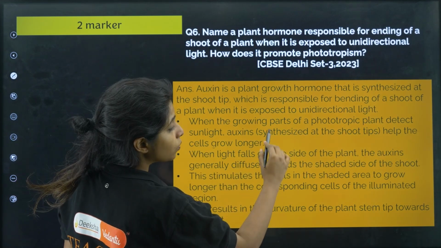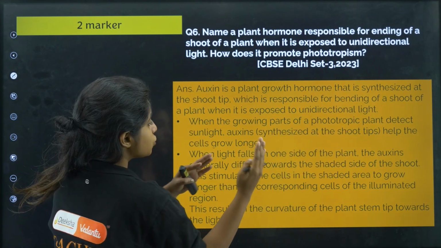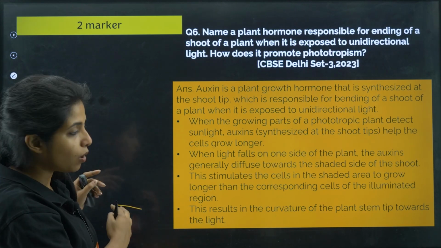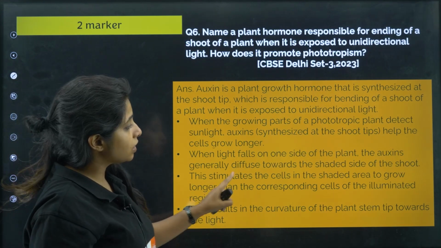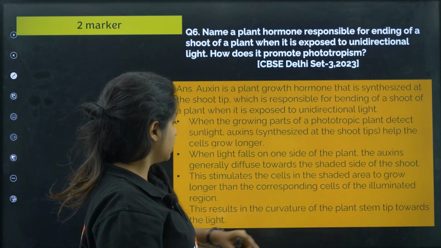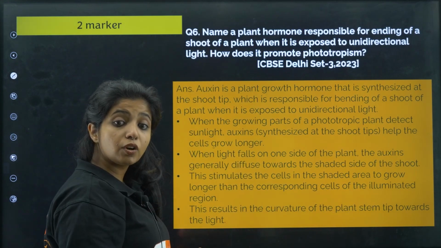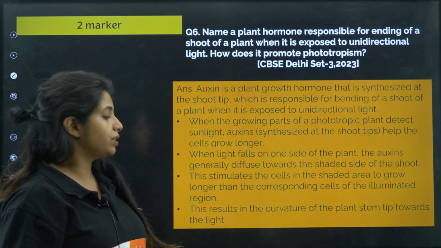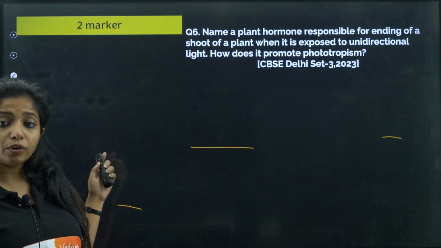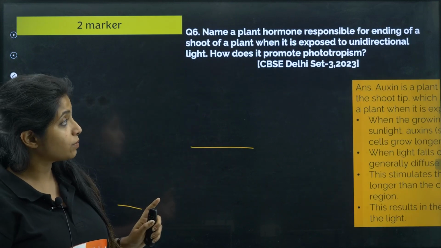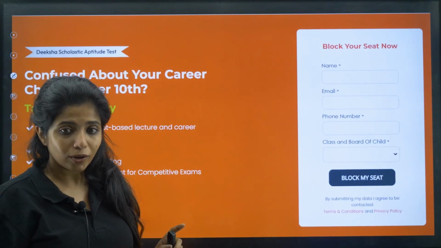When the light falls on one side, that is this side, the auxins generally diffuse towards the shaded side. That means the side that does not receive much sunlight. This stimulates the cells in the shaded area to grow longer than the corresponding cells of the illuminated region, that is the region which is in contact with the light. This results in the curvature of the plant stem towards the light. So this is how you can write it. This is how you can draw it as well. So make a proper drawing, not like this. In the conceptual video I have made some, so you just watch that.